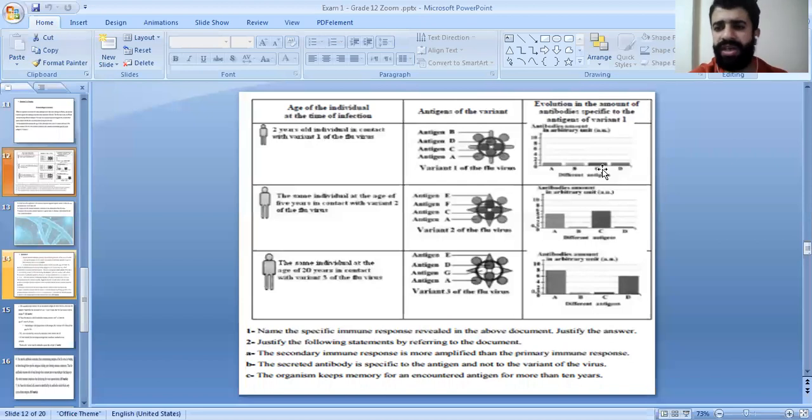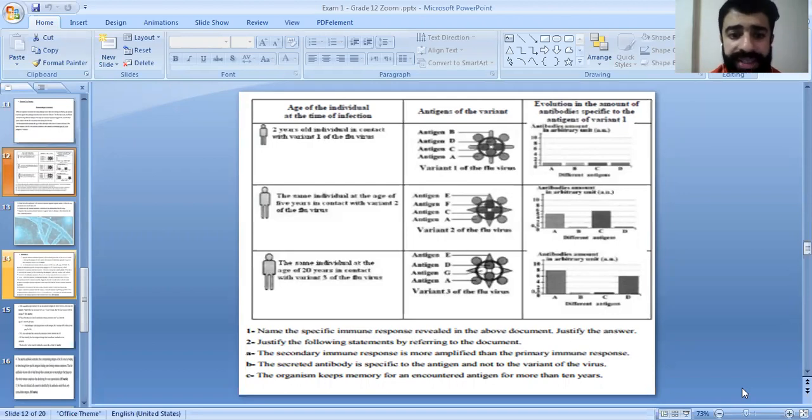Wait a minute. First, before we continue to solve any part of this question, you have to know that here we are working on the specific humoral immune response. Why? Because we have the secretion of antibodies against specific antigens. We have antibodies. So this is the first note you have to know. Before you start to solve any question, you have to know immediately that we are talking about antibodies, the specific humoral immune response. This is the first thing.